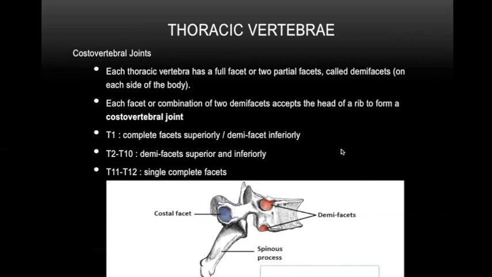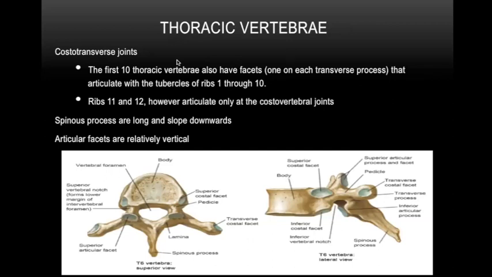So T1, complete facet superior, and demifacet inferior. T2 to T10, demifacet superior and inferior. T11, T12, single complete facet sahaja. Okay, again, you have also costotransverse joints. The first 10 thoracic vertebra have facets, one on each transverse process, articulates with the tubercles of the ribs. Rib 11 and 12 articulate only at the costovertebral joints, and the spinous processes are long and down sloping. Articular facets are relatively vertical.